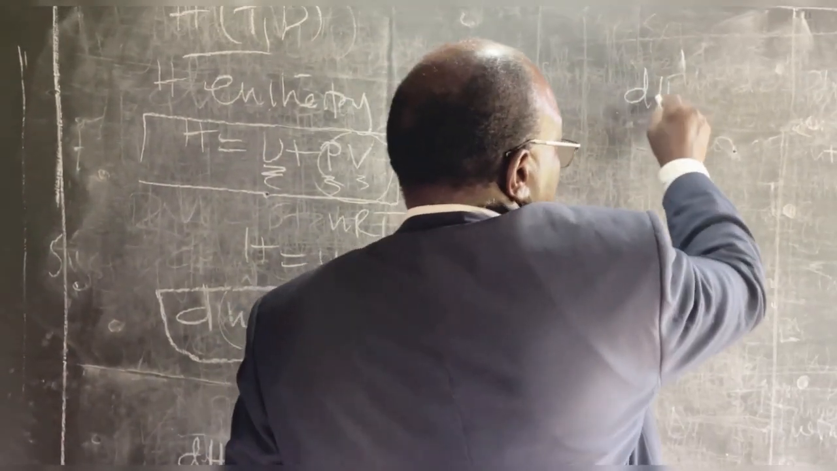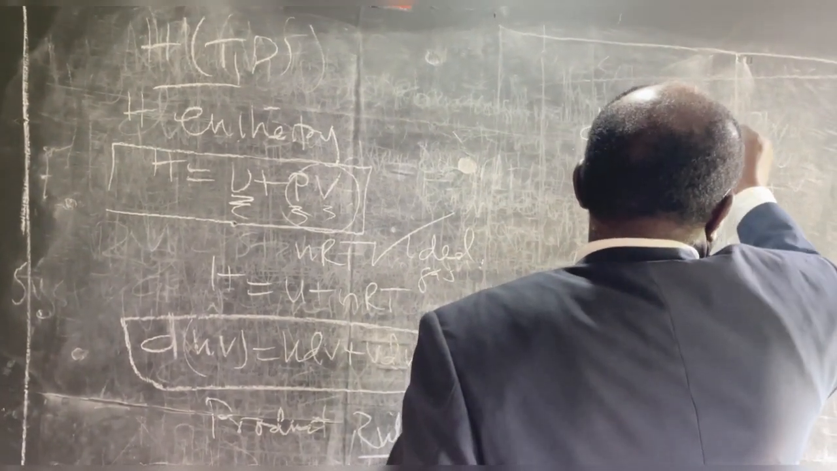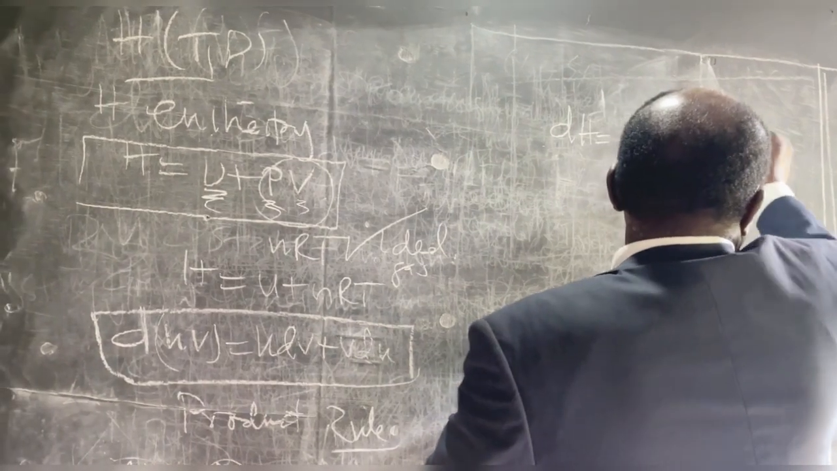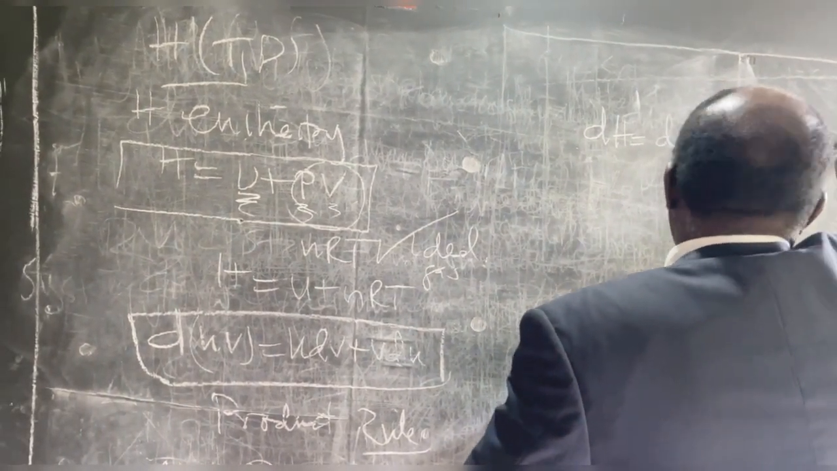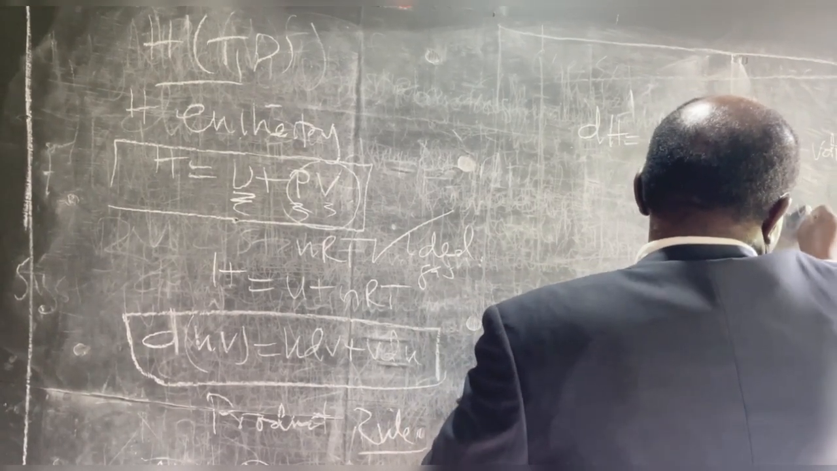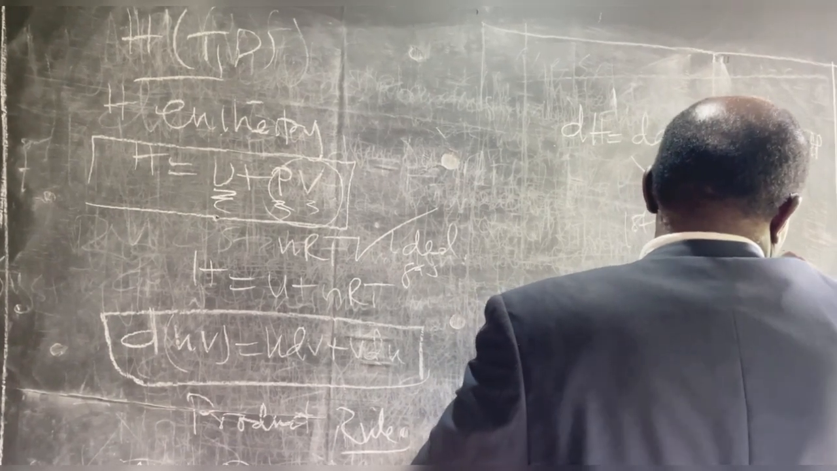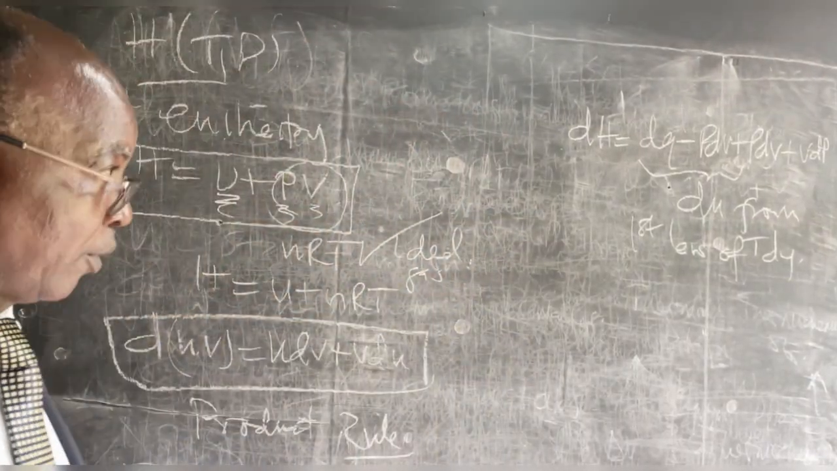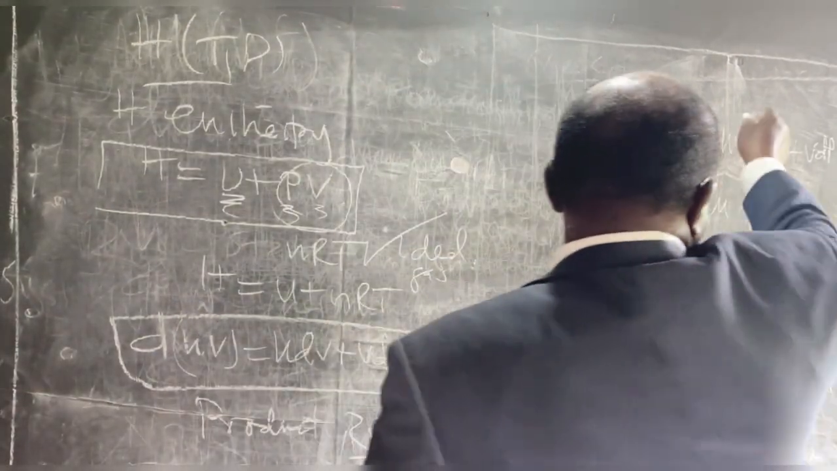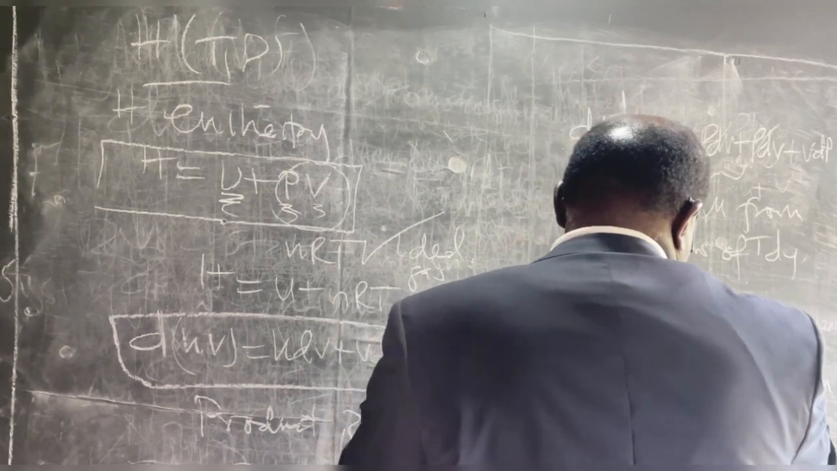So dH can now be written as dq minus P dV plus P dV plus V dP. Remember, the first part of this is dU from the first law of thermodynamics, which we did the other time. So obviously those terms will cancel out, and we have dH is equal to dq plus V dP.